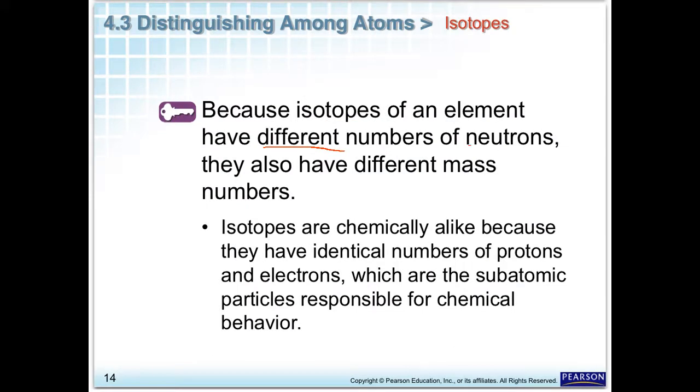Having different numbers of neutrons causes isotopes to have different mass numbers. So that's really the main key difference. They have different mass numbers. One thing to remember is they are chemically alike, which means they react in the same way because they have the same number of protons and electrons. Those are the particles that are responsible for the chemical behavior, or how something would react in a chemical way. Isotopes have a difference in the way atoms behave in terms of being radioactive or not.